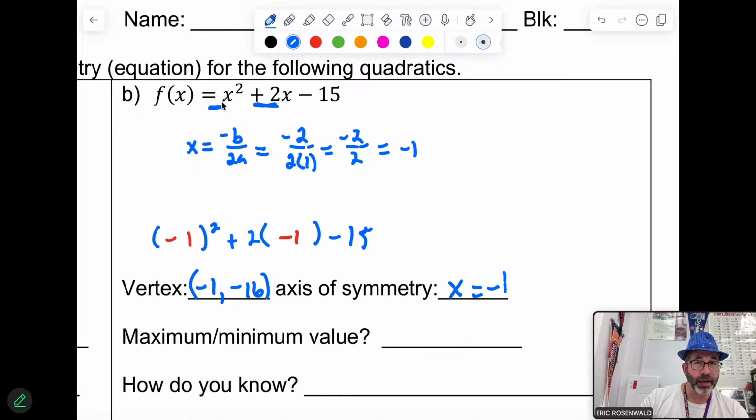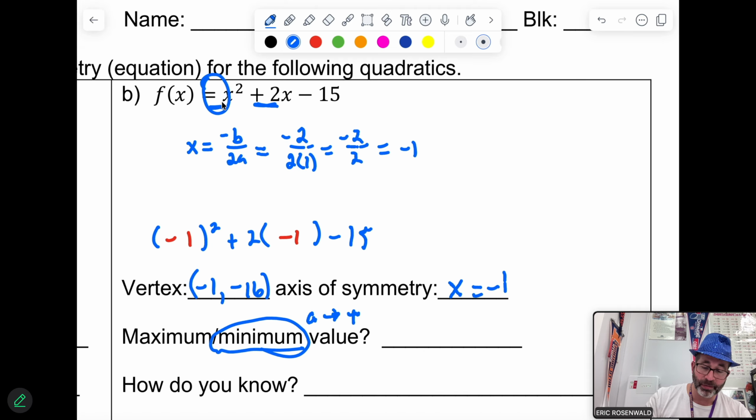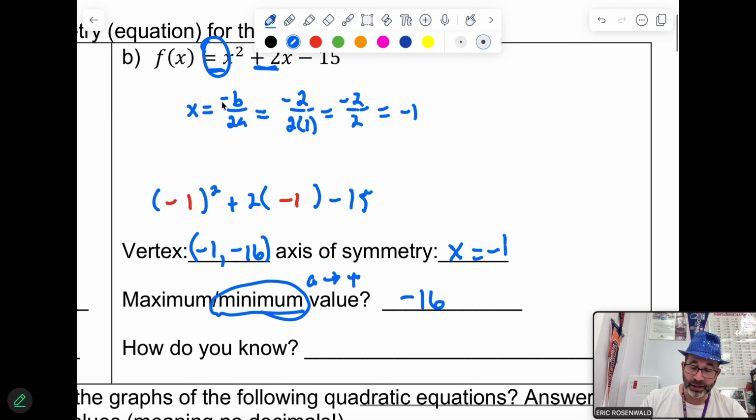We know that this problem is going to have a minimum. The reason we know that is because when we look at the a value, a is positive. And because a is positive, it's going to be a minimum value at negative 16. Or I'm sorry, we know that it's a minimum because a is positive.